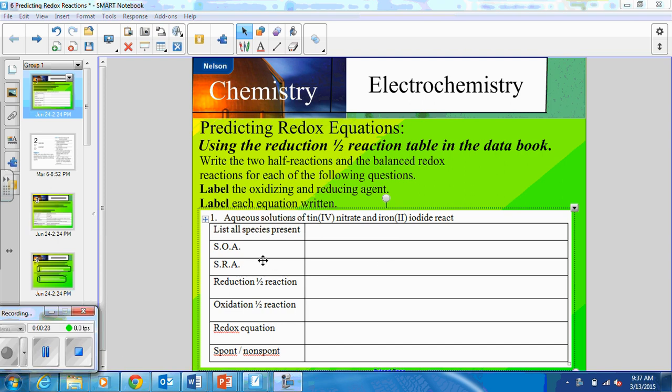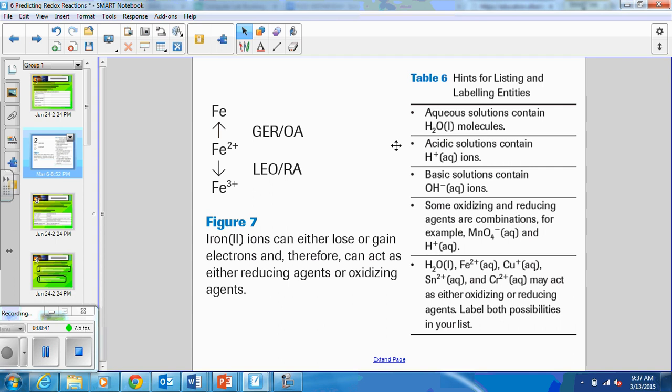A few hints for filling this out. Here's a few things we need to do: list all species present, our strongest oxidizing agent, strongest reducing agent. Then we find our half reactions, our net redox, and then we predict whether it's spontaneous or not. A couple hints for labeling this.